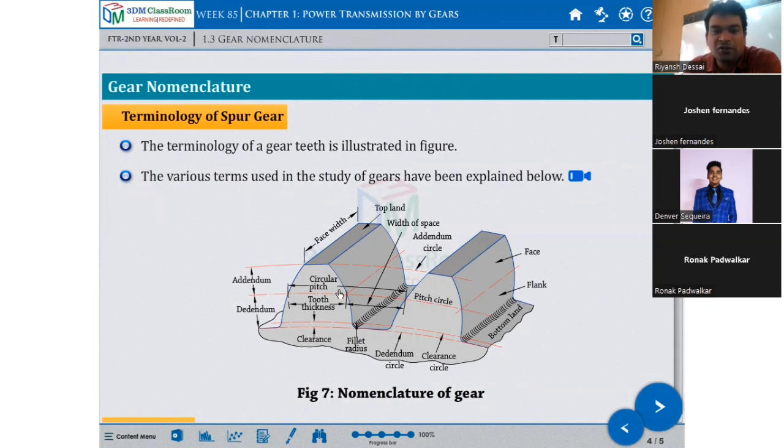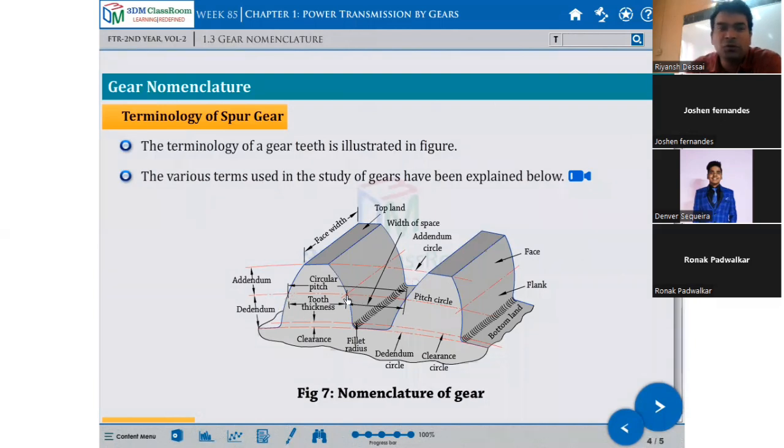Now from the pitch circle, the region above is all addendum and below the pitch circle is called dedendum. See here they have mentioned addendum and dedendum. Then face width. This is called the top line. These are the circles, addendum circles. Width of space. There is a small fillet formed here. That is called fillet radius. There is a little bit of clearance also. This is called clearance. This is the tooth thickness from this point to this point.